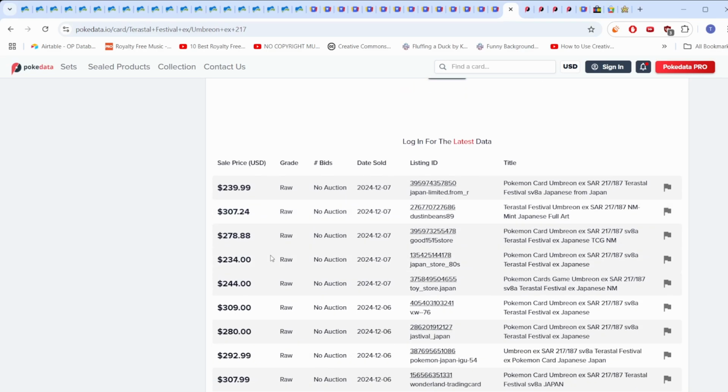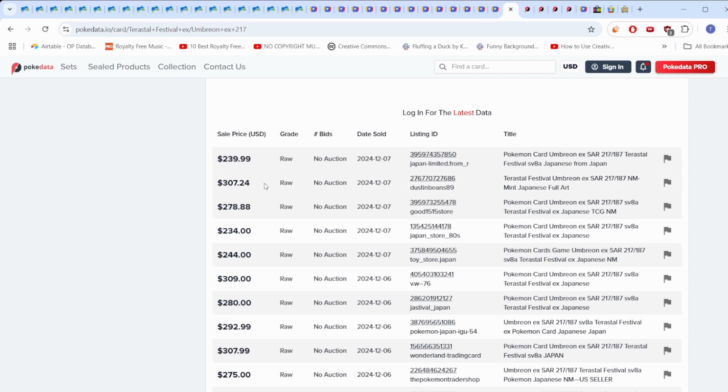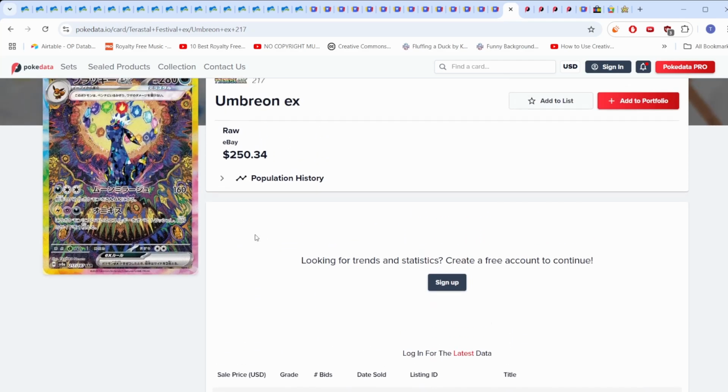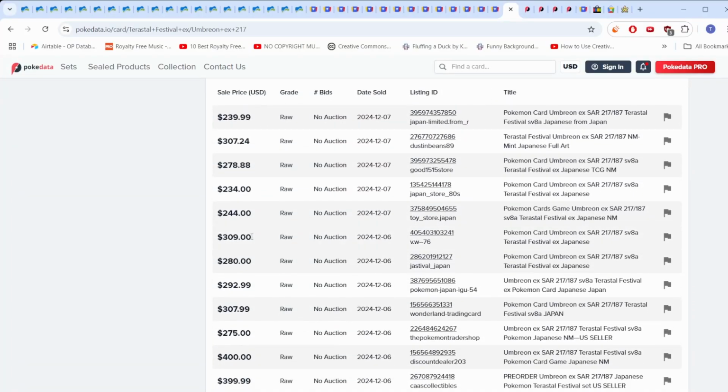And also, when you look at the data, it's like okay, so all these are at 250? Well, this one sold at 240. This was closer to 300. This was like 280. Then this was like 250, and then 250 again, but then there's 300.